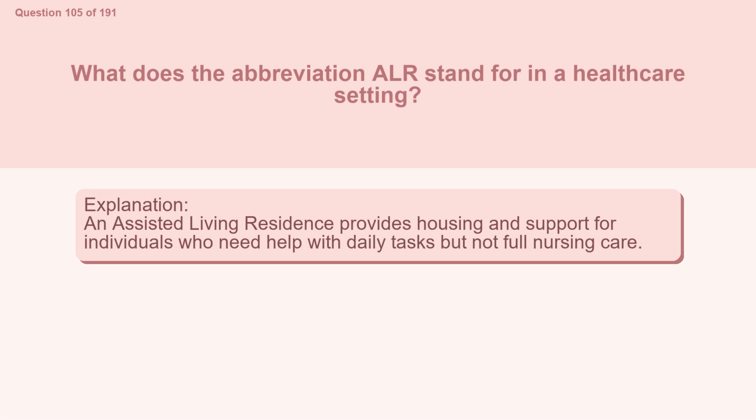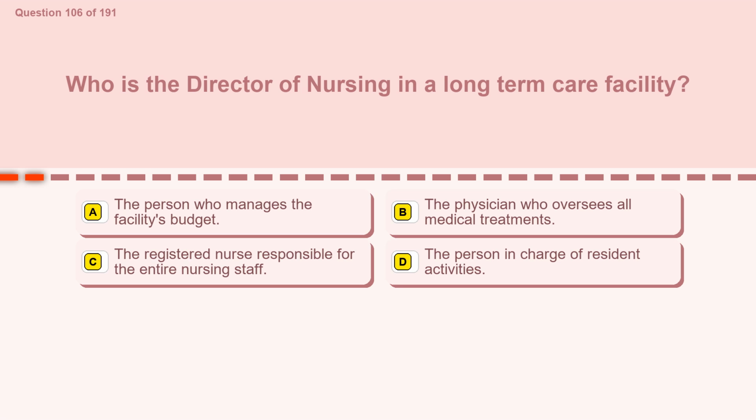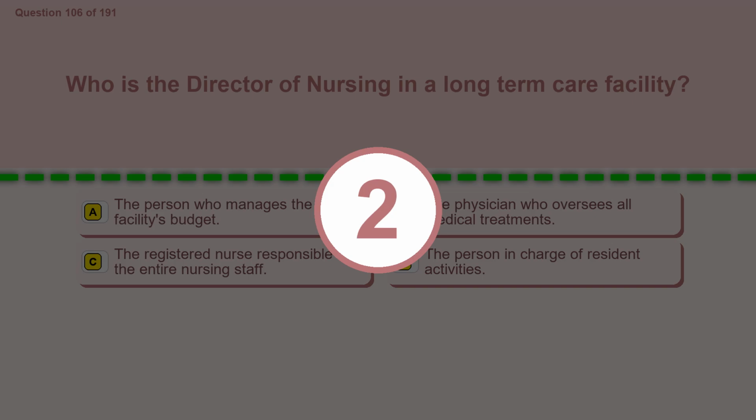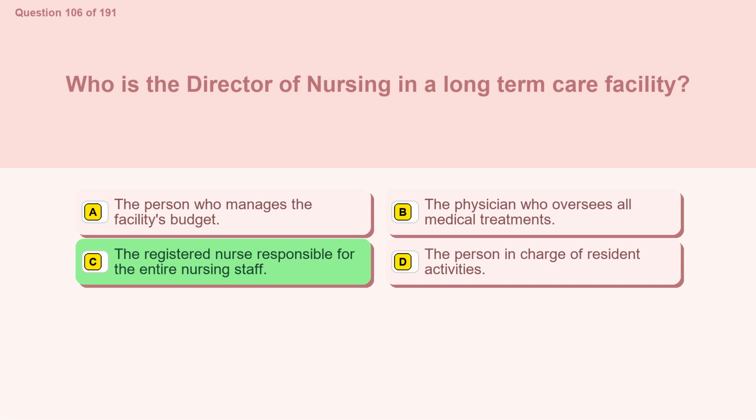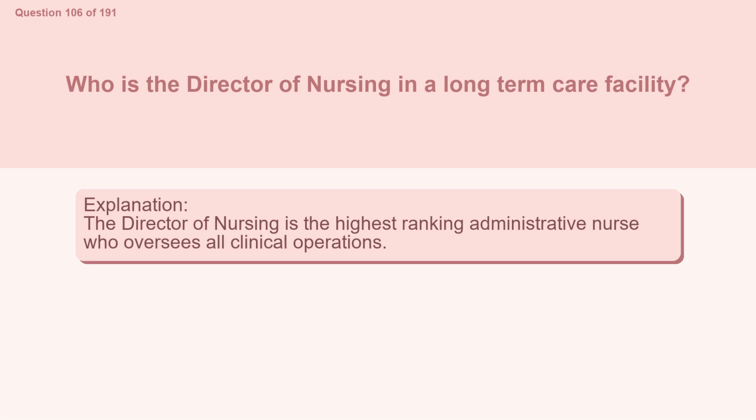care. Question 106. Who is the director of nursing in a long-term care facility? Option A. The person who manages the facility's budget. Option B. The physician who oversees all medical treatments. Option C. The registered nurse responsible for the entire nursing staff. Option D. The person in charge of resident activities. The correct answer is option C, the registered nurse responsible for the entire nursing staff. The director of nursing is the highest-ranking administrative nurse who oversees all clinical operations.